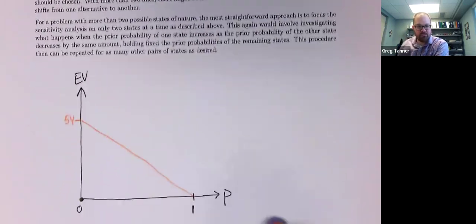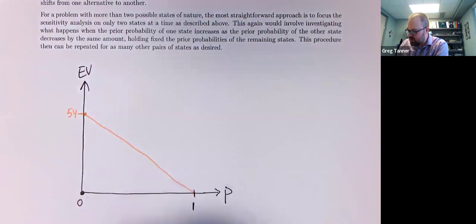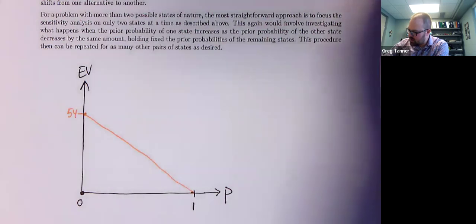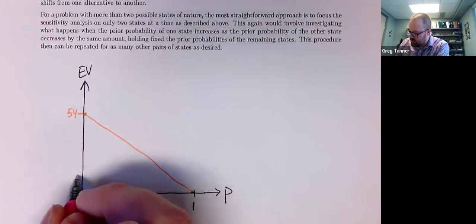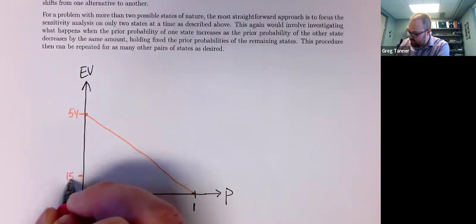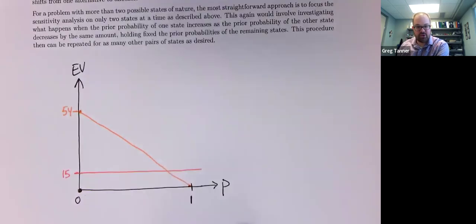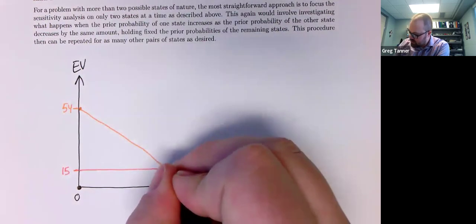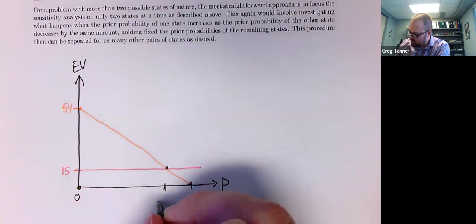Okay, and so, oh, sorry, I was off the screen. So that's sort of the expected value as a function of P. It's 54 million when P is 0, but it's 0 when P is 1. The other decision alternative, which is sell, has a constant value of 15 million. And so it's going to be just a horizontal line there. And then this point here where the two cross each other, that's going to be the crossover point. And so that happens at 0.72.